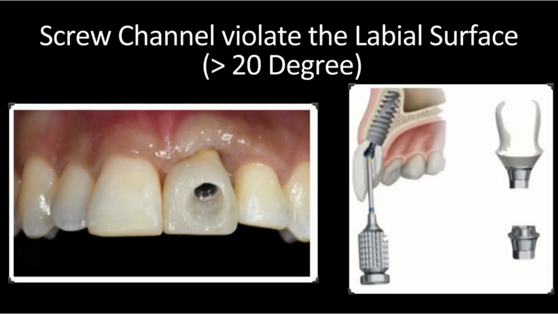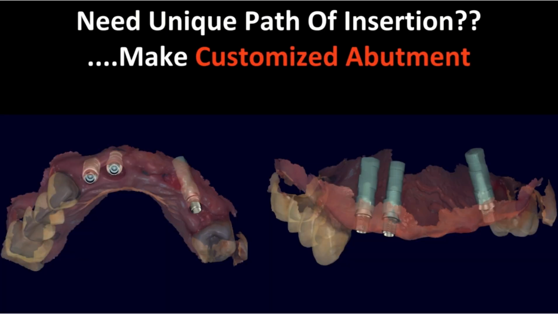The first scenario for customized abutment is where your access channel will violate the labial surface and will compromise the aesthetics, and at the same time this channel has 20 or more degrees. So the angled screw channel maneuver of the design software can't manipulate it. The custom abutment of course can solve this problem with minimum loss.